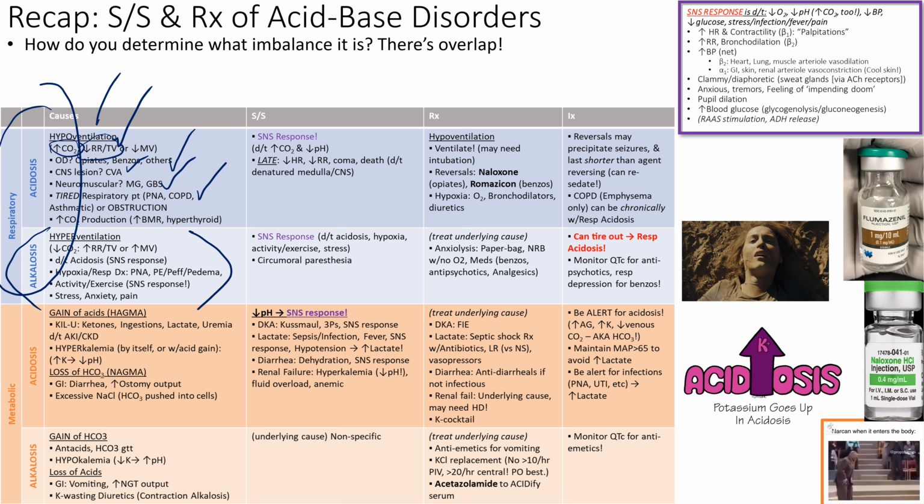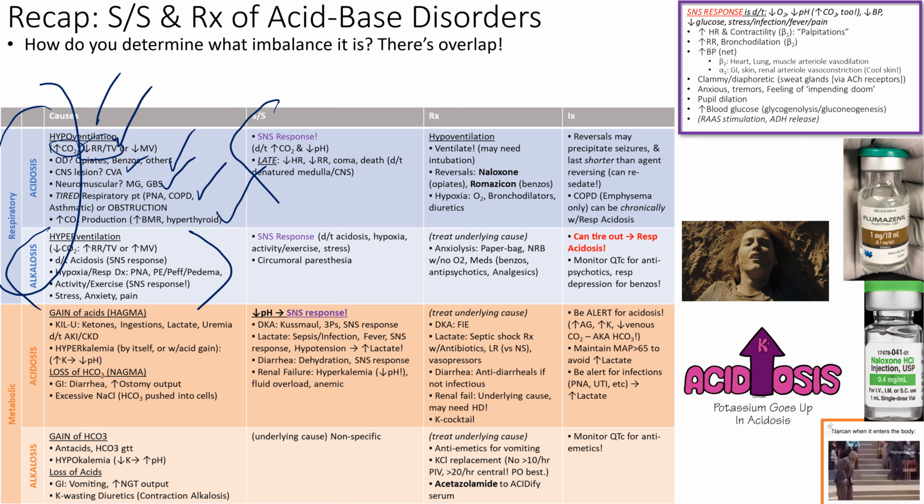Okay, and then we have increased CO2 production. This is a little more advanced, where they have like hyperthyroid that can make your CO2 start going up. Okay. Yeah, the hyperthyroid situation. All right, fever can do it too. And yeah, fever causes a respiratory alkalosis, but there's a little overlap there.